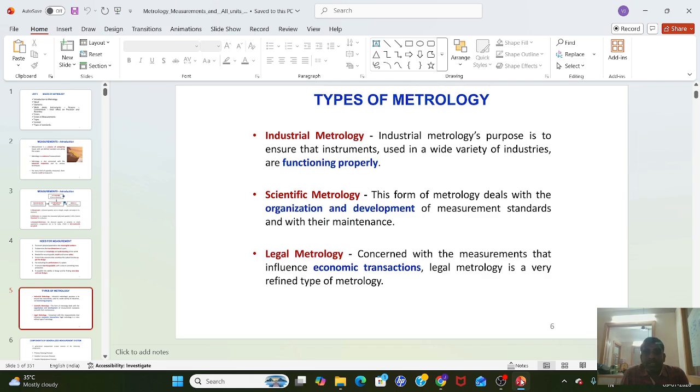Some of the types of metrology. The first one is industrial metrology, second one is scientific metrology, and third one is legal metrology. First, industrial metrology. Its purpose is to ensure that instruments used in a wide variety of industries are functioning properly. Second, scientific metrology. This form of metrology deals with the organization and development of measurement standards and their maintenance. And legal metrology is concerned with the measurements that influence economic transactions. Legal metrology is a very refined type of metrology.